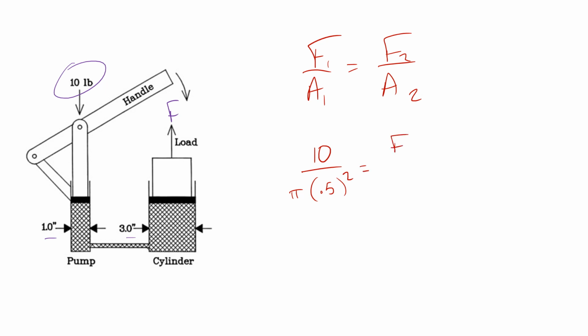I'll just call it F because we don't know what it is, divided by pi times the radius, which is going to be 1.5 squared. All right, multiply, multiply, multiply. You're going to get 90 pounds. Ew, gross. Hey, and that's it. That's all it is. Let's do another one.